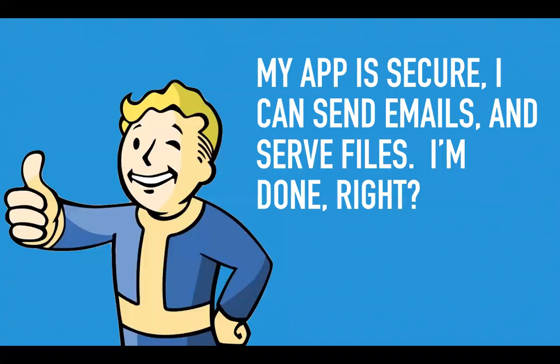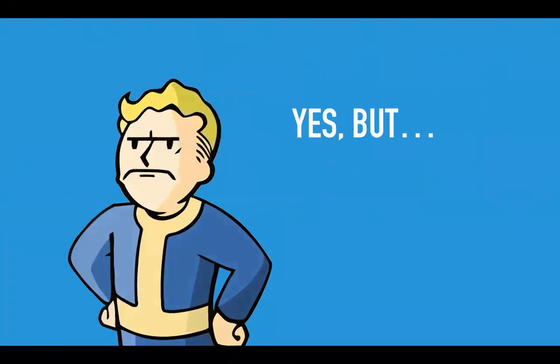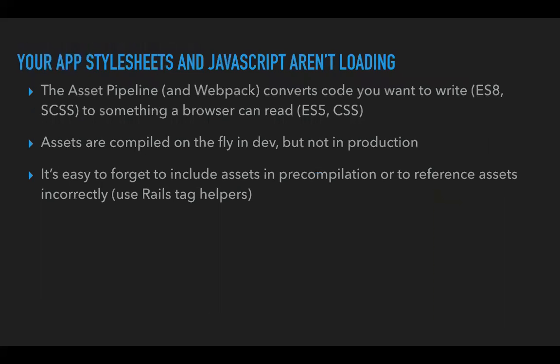All right, your app's secure. You can send emails, you can serve files. You're all done, presumably. Yeah, technically your app's running good, but there may be a few other things you want to think about. So maybe you're having style problems. Maybe your style sheets and JavaScript aren't loading. This is probably the most common problem that I encounter personally, and that other developers I see encounter personally, the first time they take something to production.